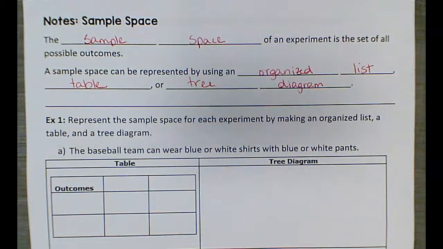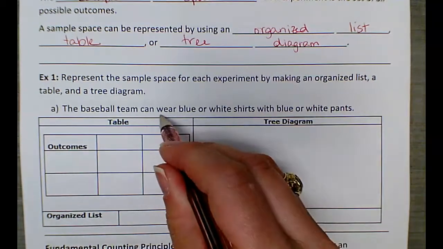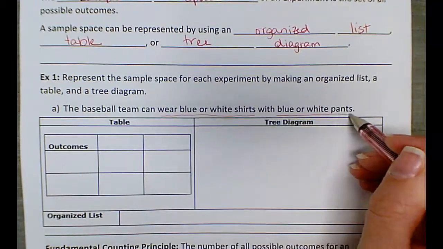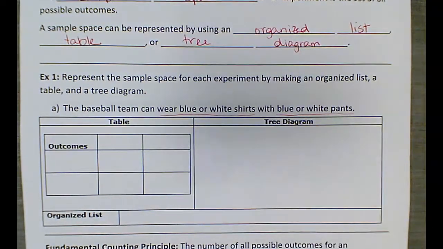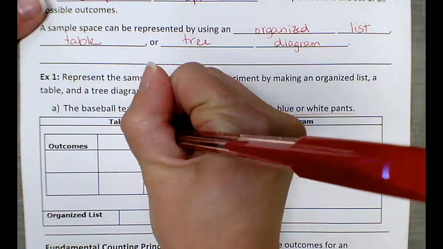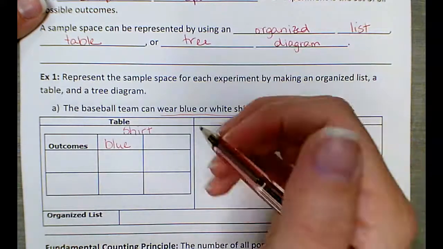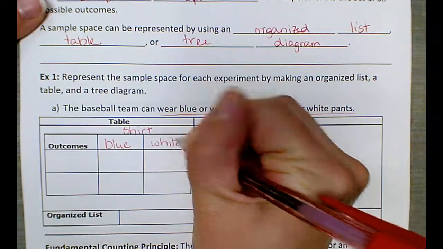Example 1 says represent the sample space, all of the possible outcomes for an experiment, by making an organized list, a table, and a tree diagram. The situation is that the baseball team can wear blue or white shirts with blue or white pants. So I need to generate the sample space of all possible outcomes for what this baseball team can wear. Let's start out with a table. A table for the shirts: the baseball team can either wear blue shirts or white shirts.